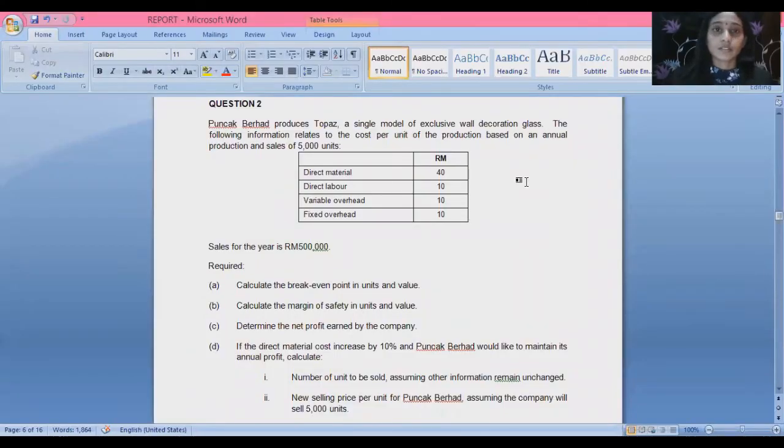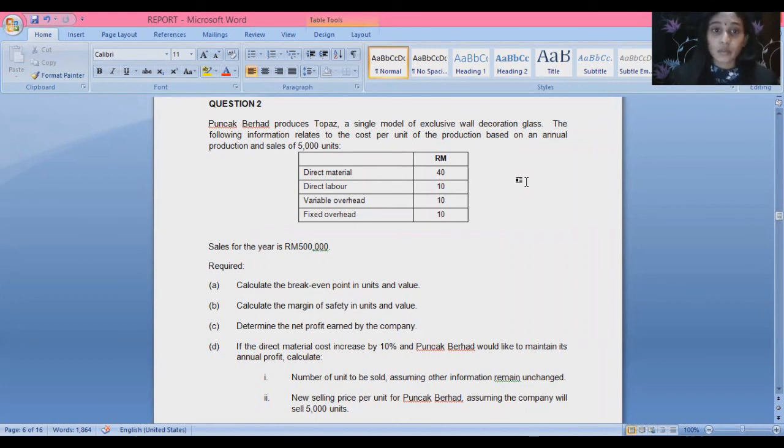Okay, hi. My name is Nisha. So today I'm going to explain about question 2, which is Puncak Berhad. So we need to find out the break-even point in unit and value. The second question will be margin of safety in units and revenue. And the third question will be to determine the net profit earned by the company.